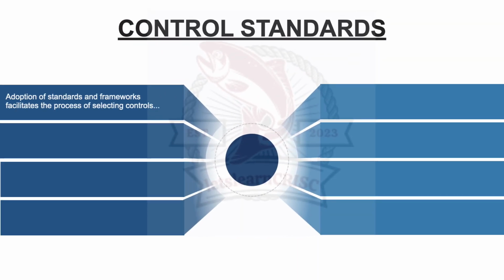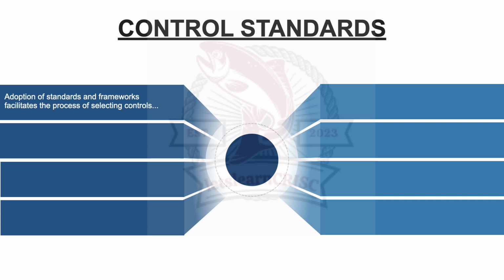Under control standards and frameworks, the first point states that the adoption of standards and frameworks facilitates the process of selecting controls. Friends, this paragraph highlights the role of adopting standards and frameworks in simplifying the process of selecting controls. Let's break it down. The first statement, the adoption of standards and frameworks, refers to the implementation and utilization of established guidelines, rules, or frameworks within an organization.